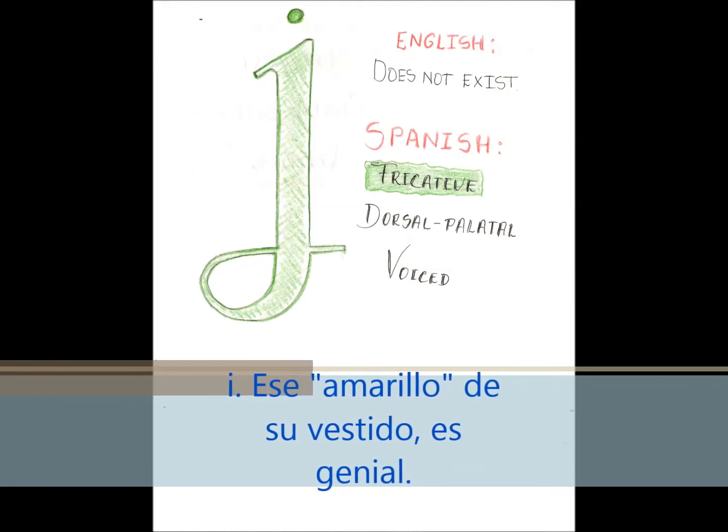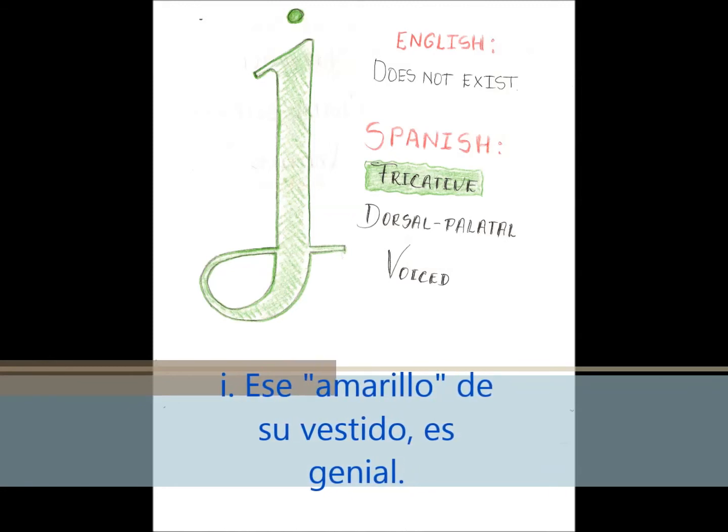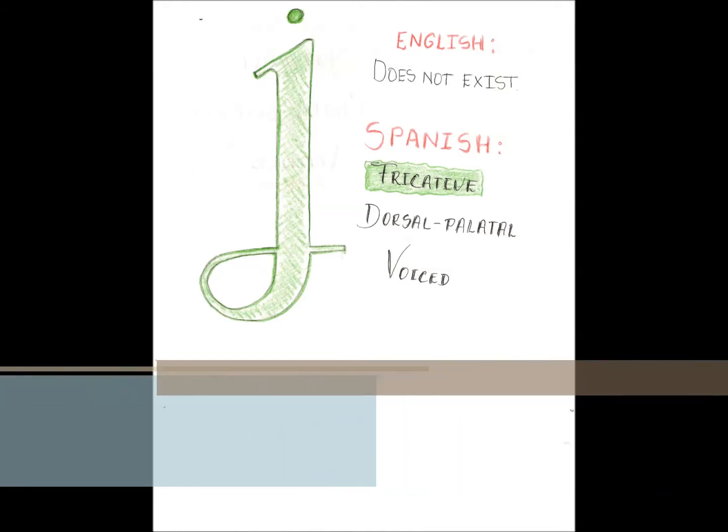This time this phoneme is only present in Spanish. It is a fricative, dorsal palatal, and voiced sound.